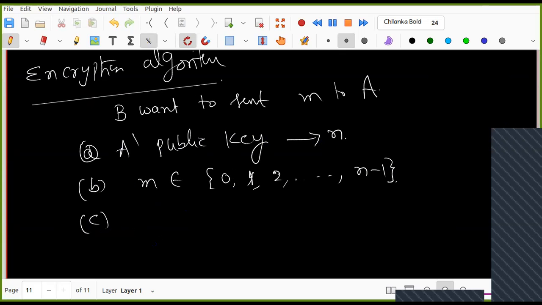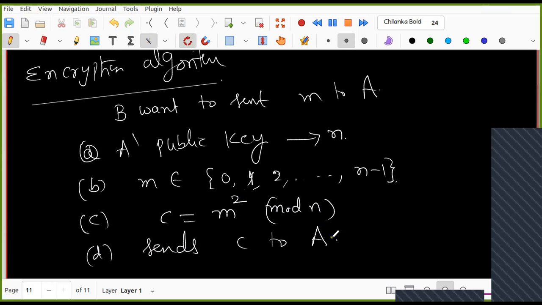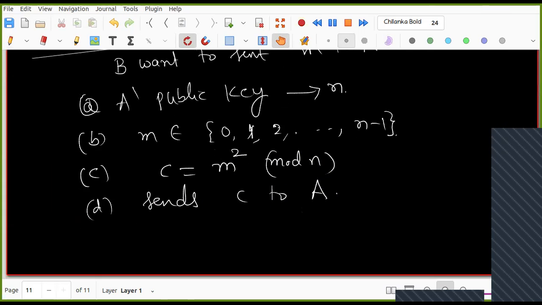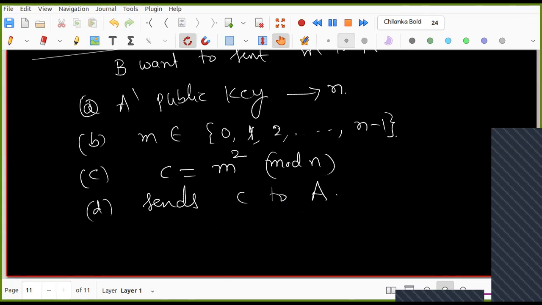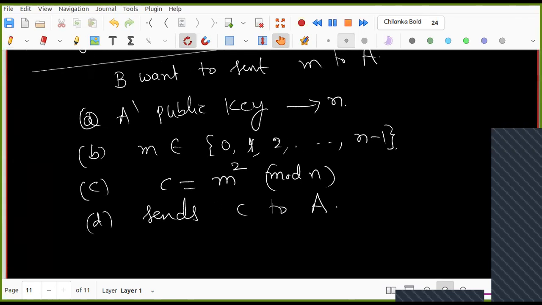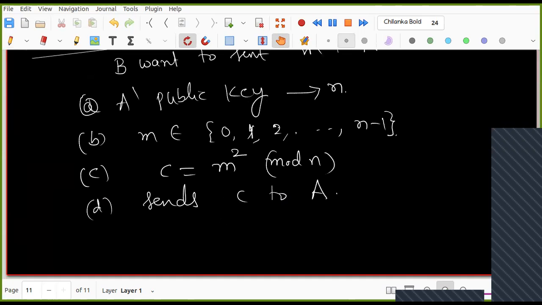Then the computation: C is equal to M square modulo N. Very simple, only M square. B sends C to A. Is it clear? Now there is no E, no D, nothing. Just simply M square only.